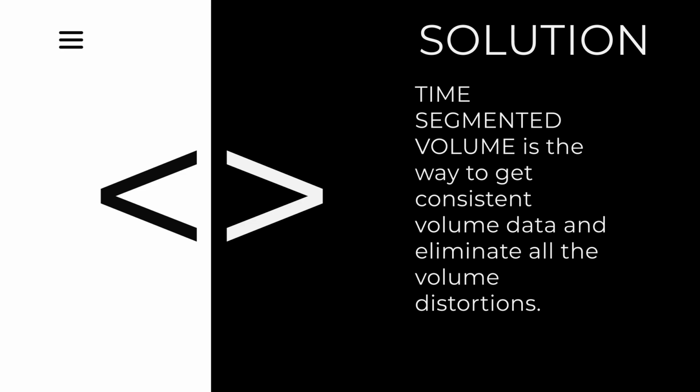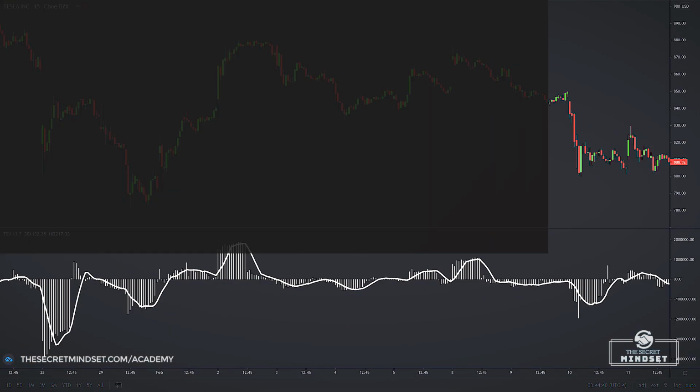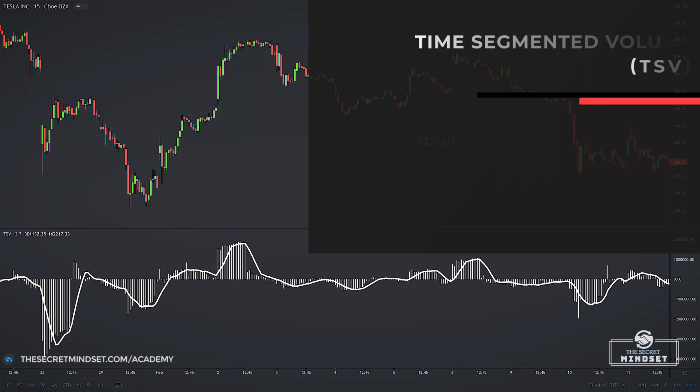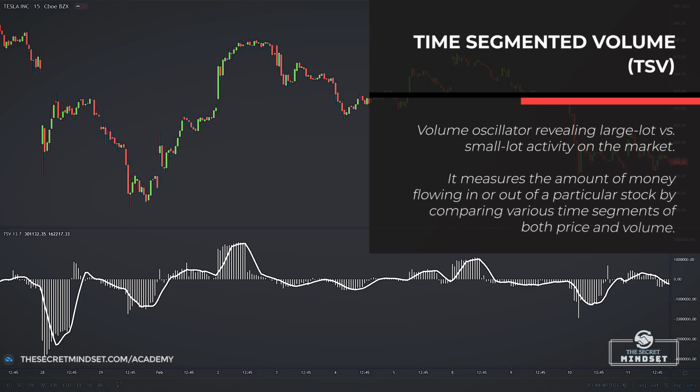Time segmented volume is the way to get consistent volume data and eliminate all the volume distortions that we discussed before. So, time segmented volume is a volume oscillator and is considered one of the best volume oscillators ever written. Its main advantage is the fact that it reveals large lot versus small lot activity on the market. This indicator is similar to the on-balance volume, or the OBV, because it measures the amount of money flowing in or out of a particular stock.